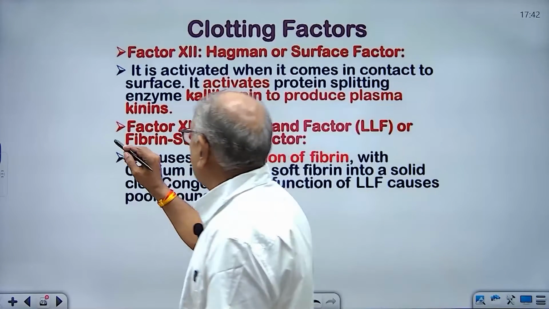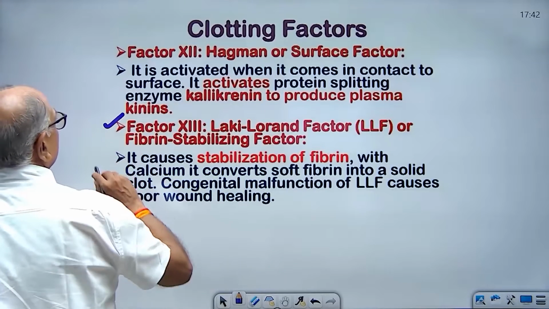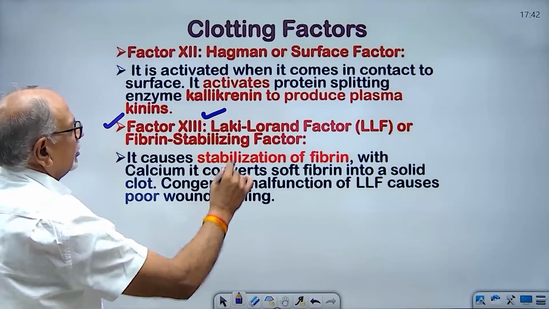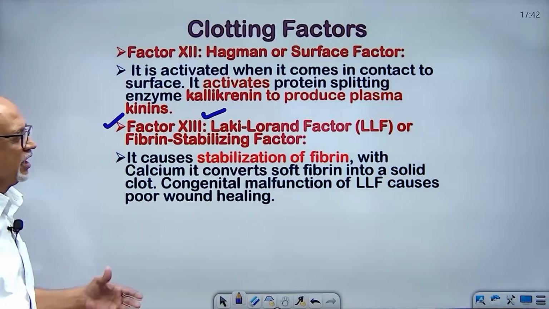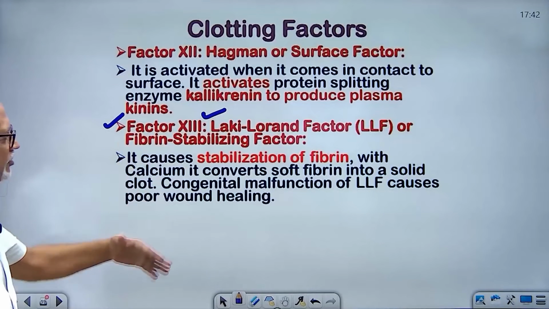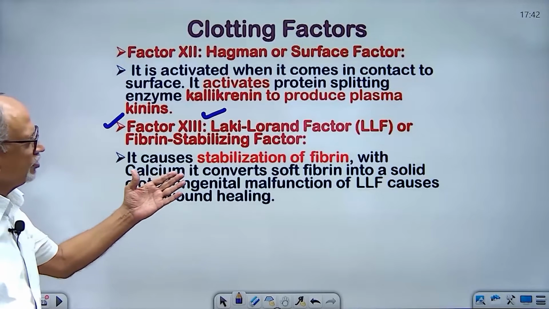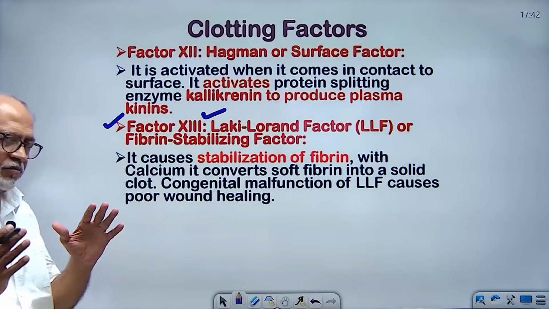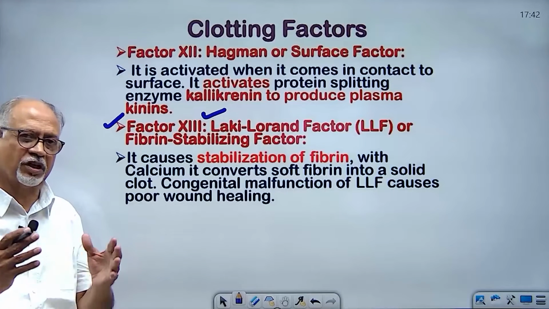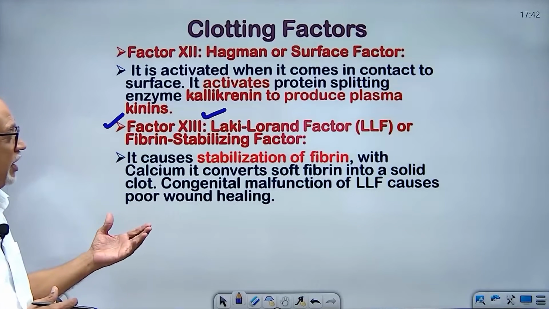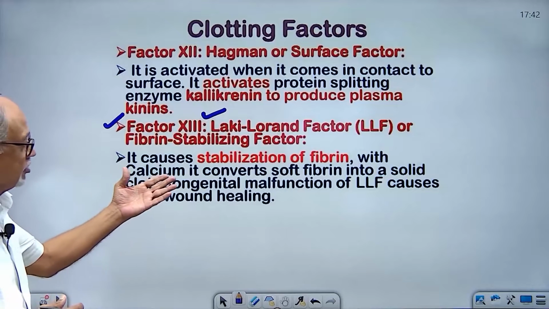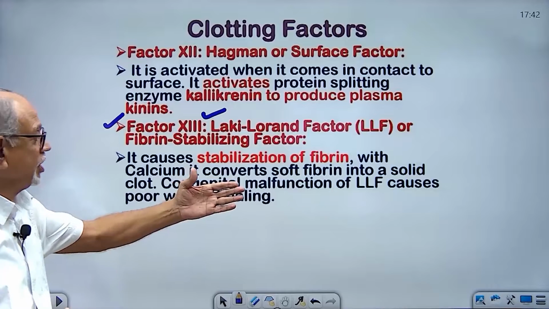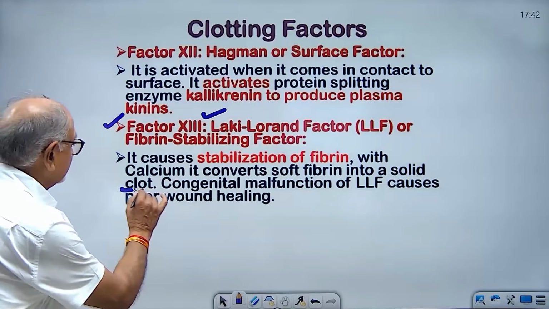Then factor number 13, it is called Lucky-Laurent factor, LLF, or fibrin stabilizing factor. It causes stabilization of fibrin. That means after formation of fibrin, the clot has to be stabilized with calcium. It converts soft fibrin into a solid clot.